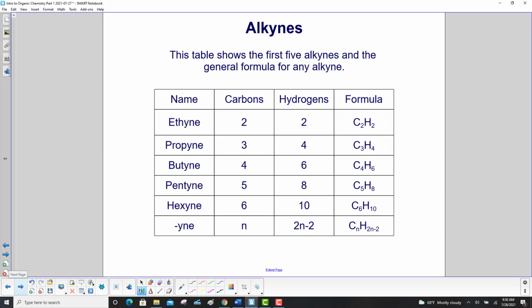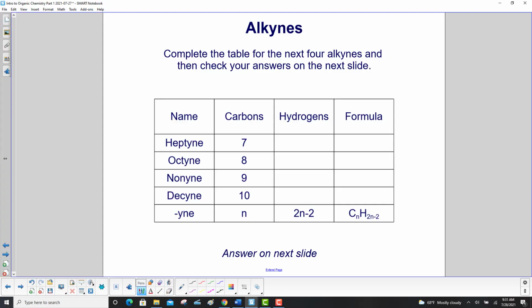Here's a table of alkynes. We show the first 5 alkynes, ethyne up to hexyne, 1, 2, 3, 4, 5. You start here with 2 carbons, and then 2n-2, which is our formula. 2 times 2 is 4 minus 2, we get that. So we have C2H2, C3H4. So every time you add a carbon atom, you're adding 2 hydrogens. And here's the general formula right there.